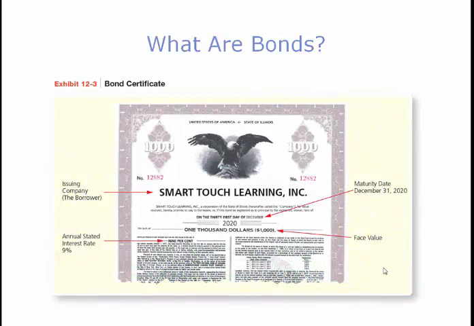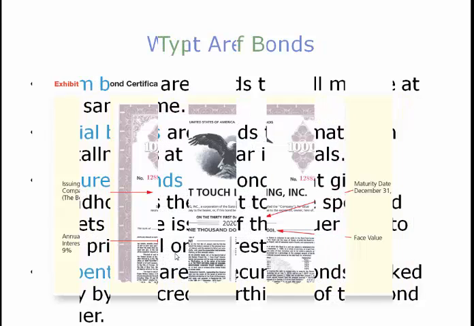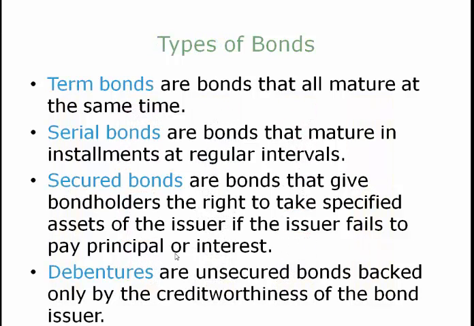And here's an example of a bond. You have the issuing company, the maturity date, how much this one particular bond is for, and then the stated interest rate. The holder of that bond is going to get interest of 9% annual. And if this one is a term bond, which I presume it is, they're going to get 9% annual, or approximately $90, from now until 2020. So for the next 5 years, they're going to get $90. And at the end of 2020, they're going to get their $1,000 back. Now, these are different types of bonds. Term bonds mature at the same time, so they mature at some point in the future, say 2020.